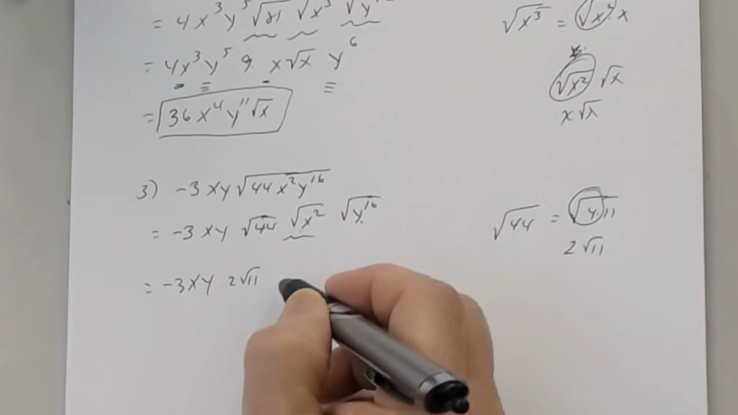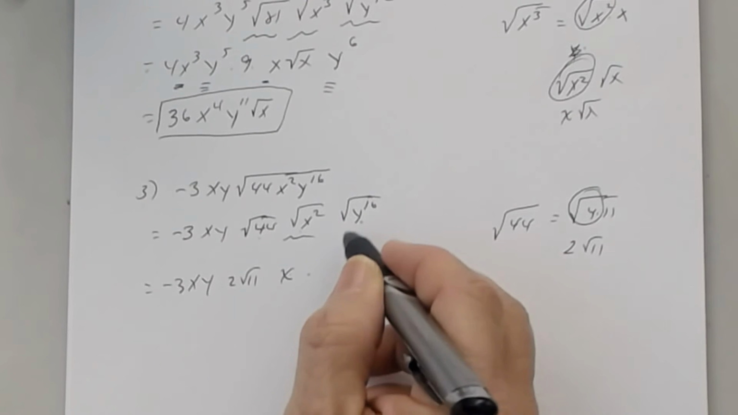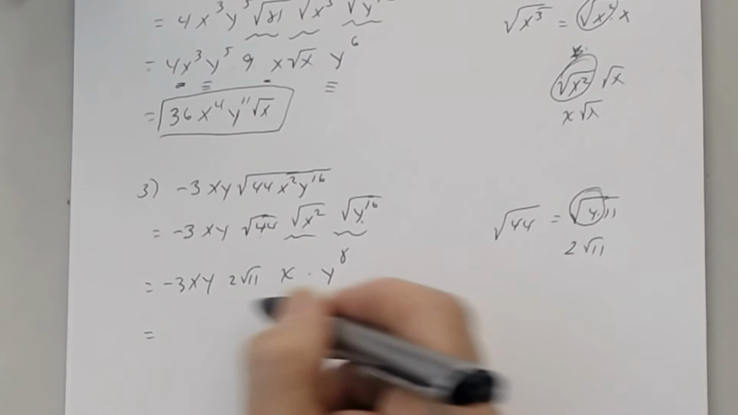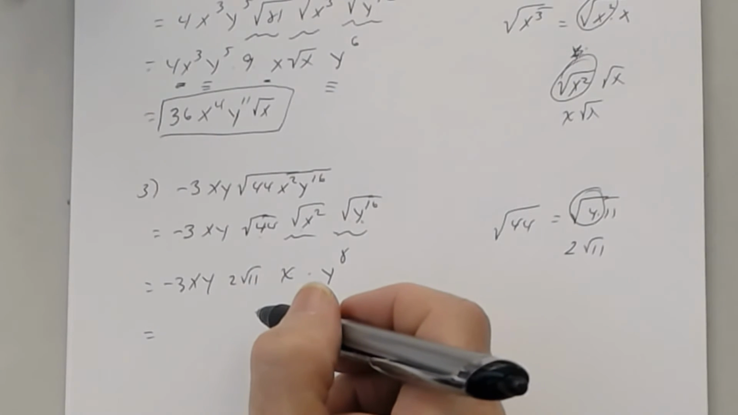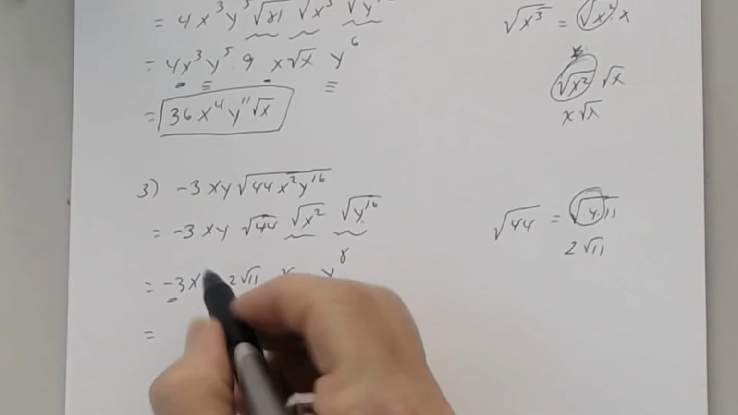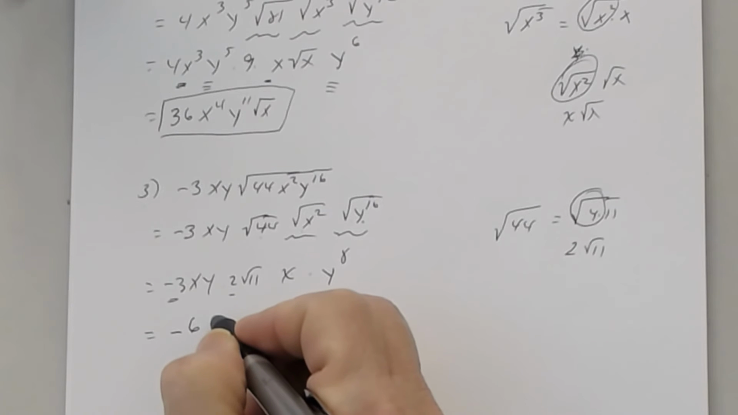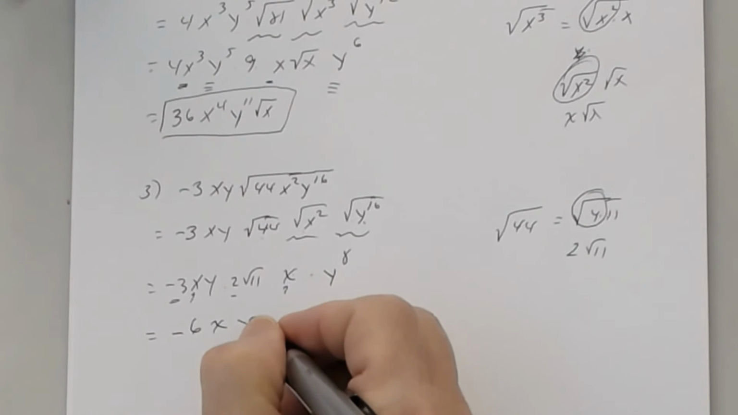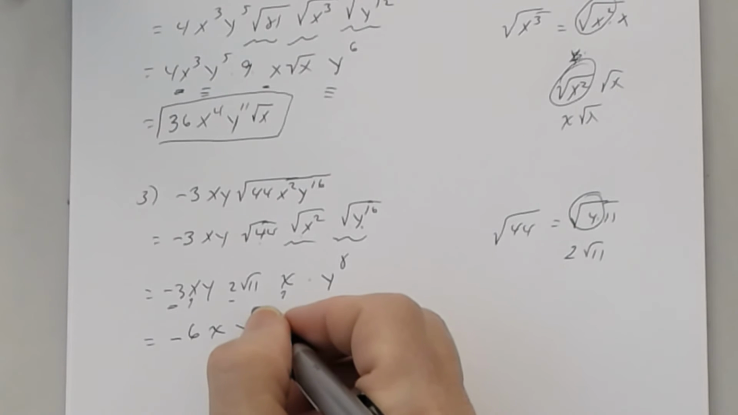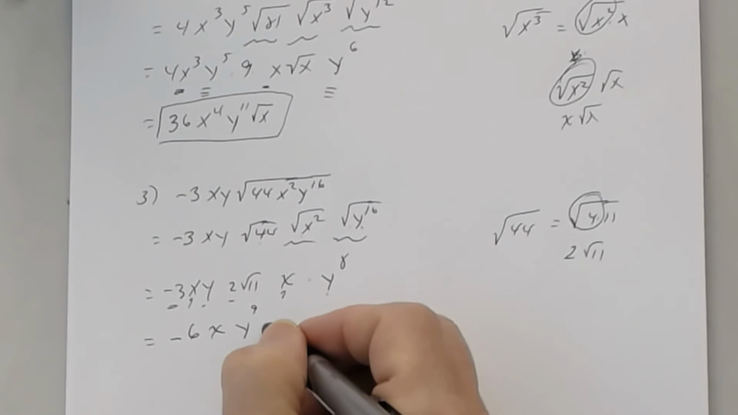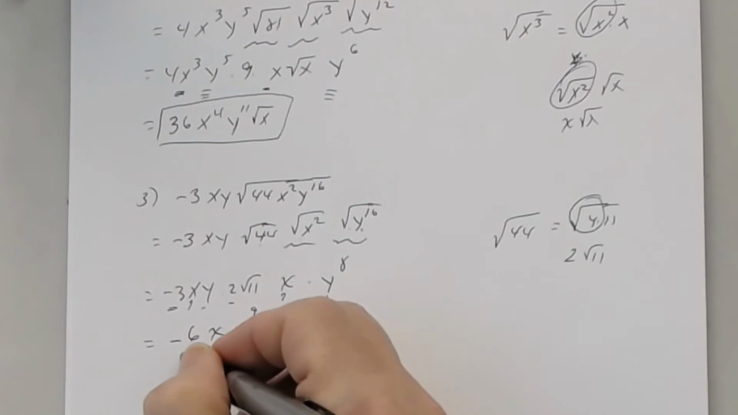Now what's the square root of x squared? That's just x. And what's the square root of y to the 16th? Y to the 8th. Are you going to leave your answer like this? No, because you know you can multiply some of those factors. First of all, negative 3 times 2 is a negative 6. Now what about your factor x? It'll be x to what power? Second, because x times x is x squared. What about your y? Y to the 9th, because y to the 1st times y to the 8th is y to the 9th. And all you're left with is the square root of 11.